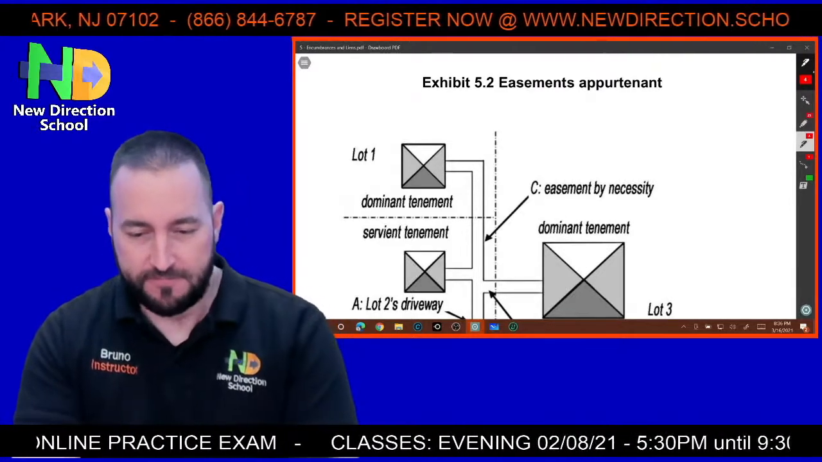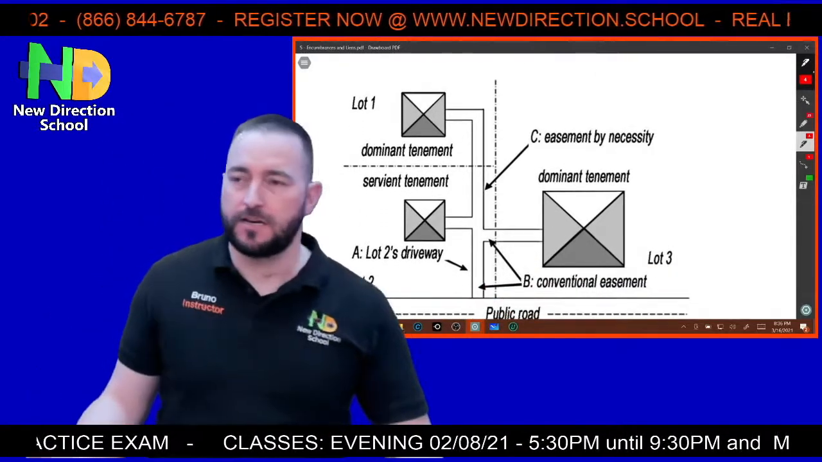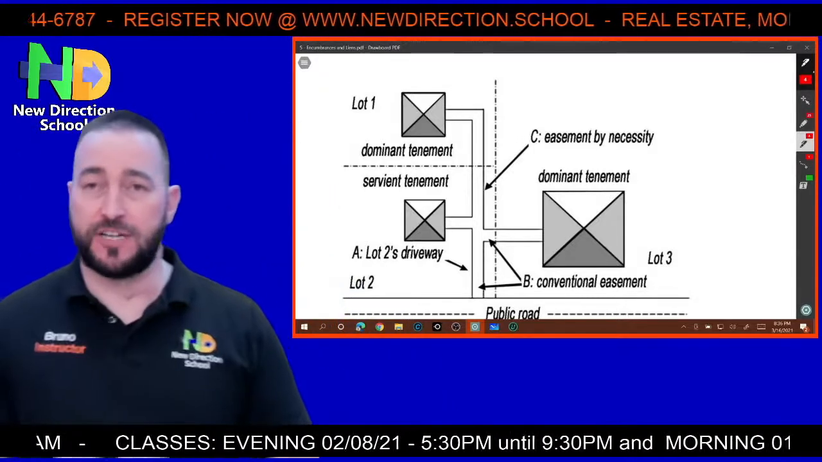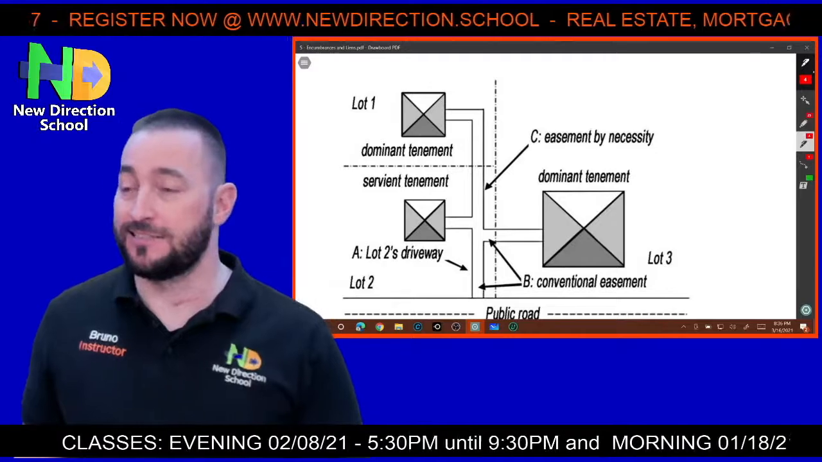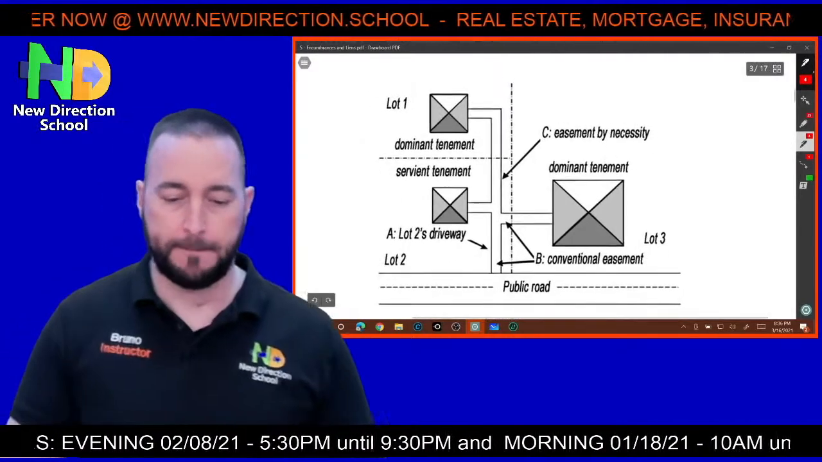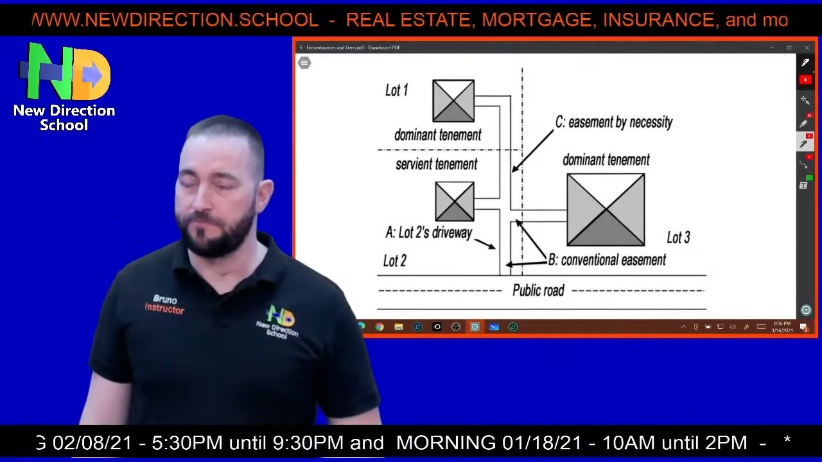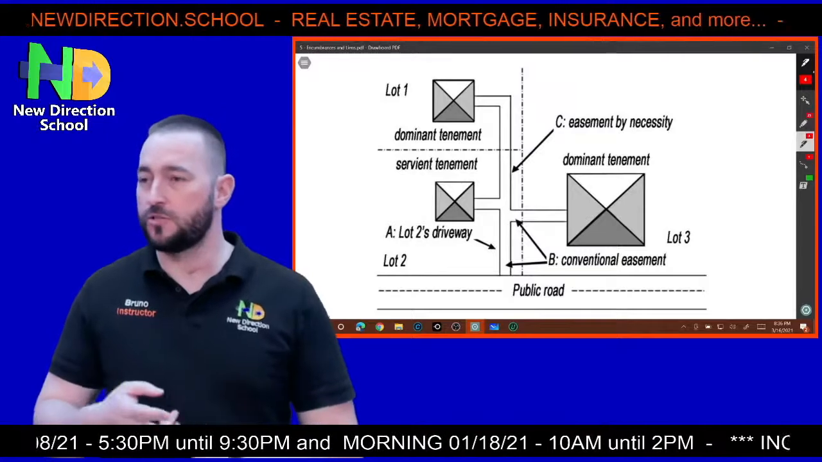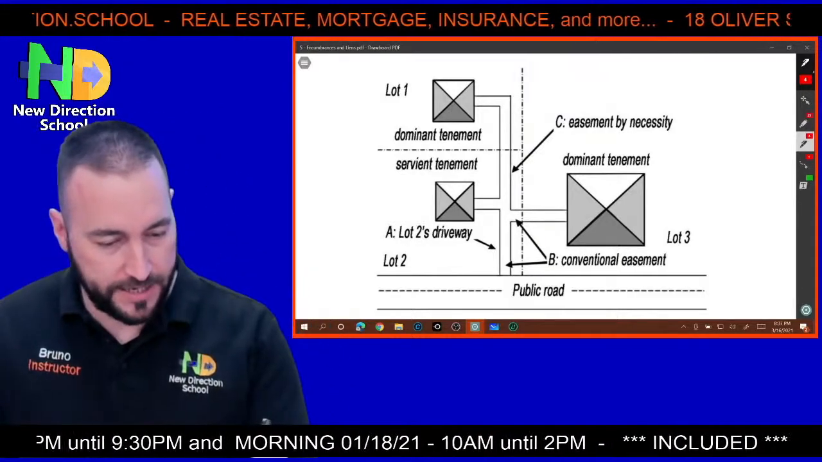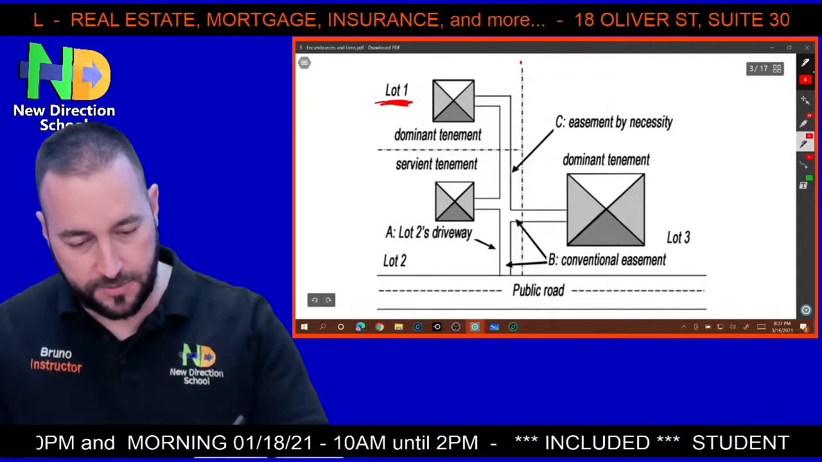All right, so let's review this real quick. We just talked about easement appurtenant, easement in gross, right? There are different types of easements, and we talked about dominant and servient. If you look at it right here, we have the public road at the bottom, and then we have three lots, lot 1, 2, and 3. Now, lot 1, right here, if you guys see, this is the property.